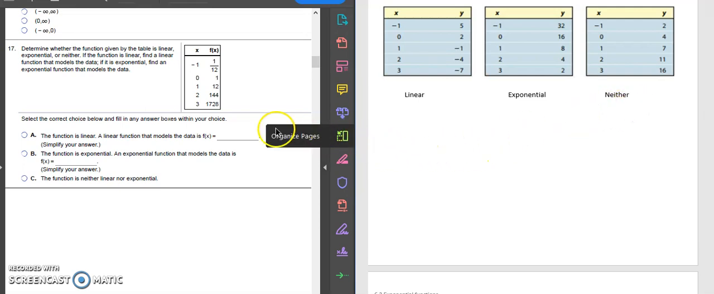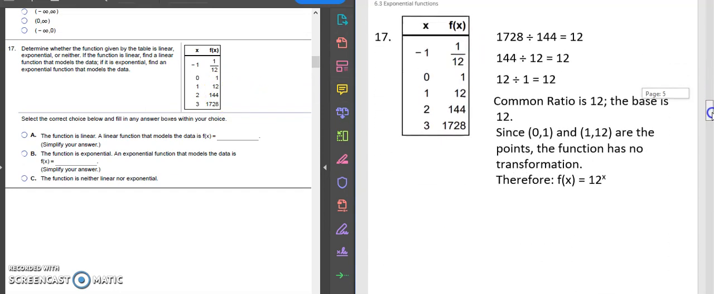So now let's go back to number 17. So we have our table here, and we want to see, okay, does it have a common ratio? Does it have a constant rate of change? Obviously, it doesn't have a constant rate of change. To go from 1/12 to 1, you have to add some fraction. To go from 1 to 12, you have to add 11. And then to go from 12 to 144, you have to add a whole lot more.